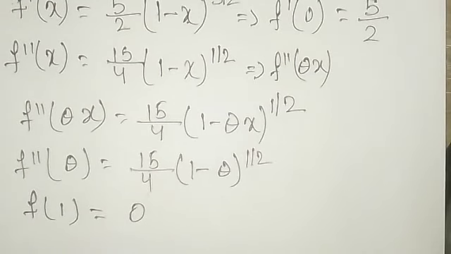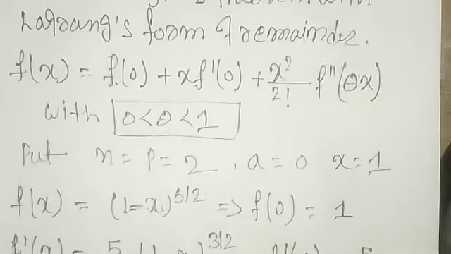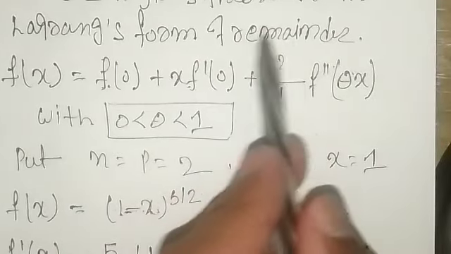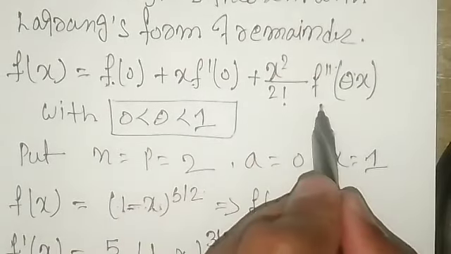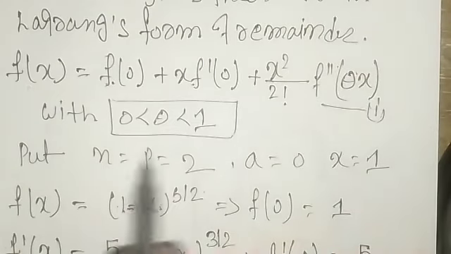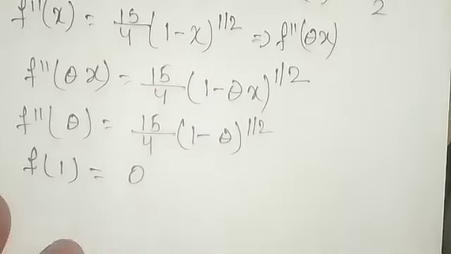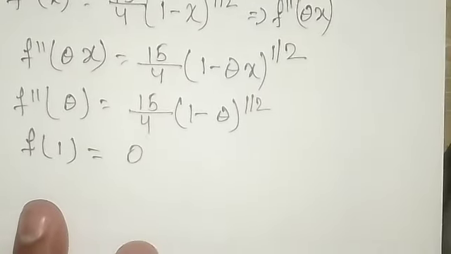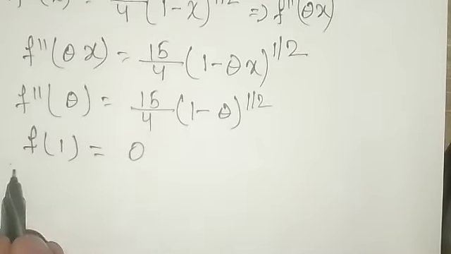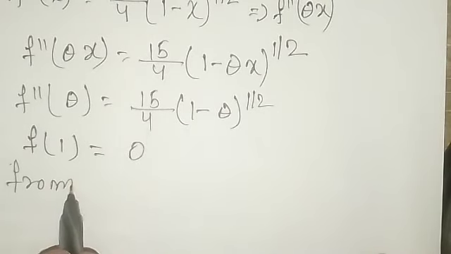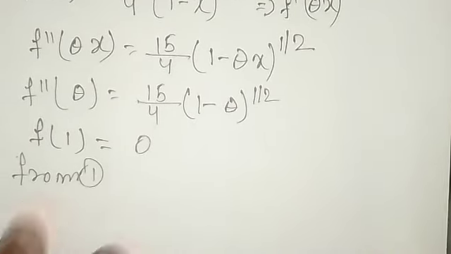Now, from the Taylor's theorem we have written with Lagrange's form, let's call this equation 1. So from equation 1, with these values, we can get the theta value. Now we can say, from 1, what is that?